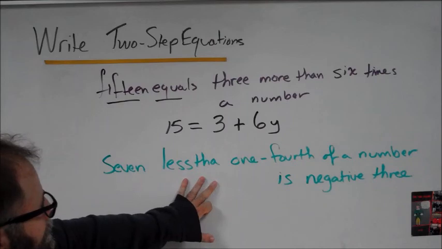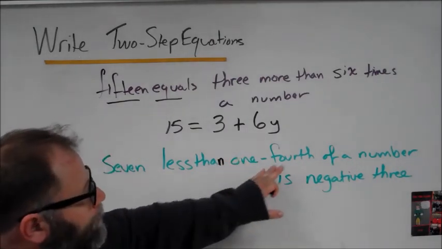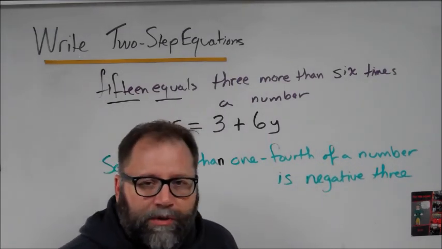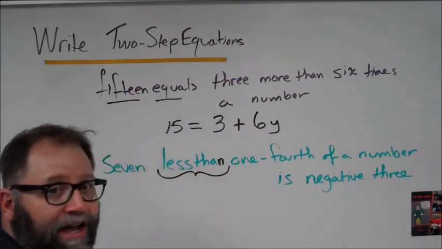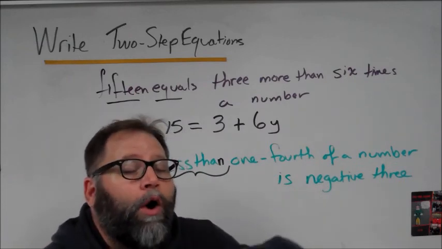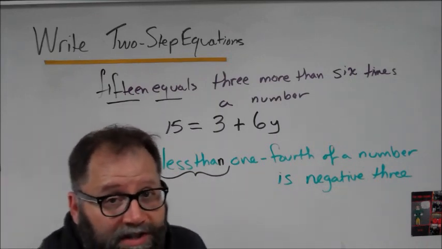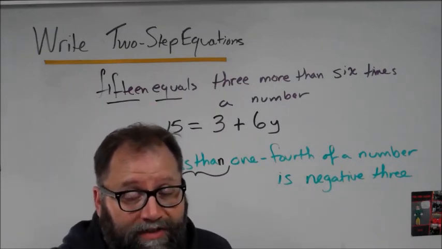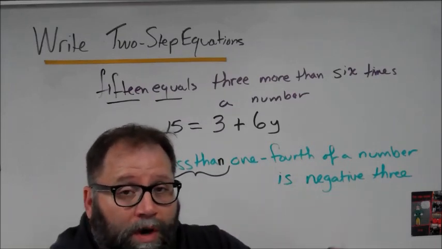All right, let's look at this one then. 7 less than 1/4 of a number is -3. Now, you've done this 3 years in a row now. This is the crusher right here, less than. It's just a brutal one where maybe we overstress it so that you overthink it. If I said you had 3 less than $20 in your pocket, would you have 3 minus 20, which is -17, or would you have 20 minus 3, which is 17? You're right, it's 20 minus 3.